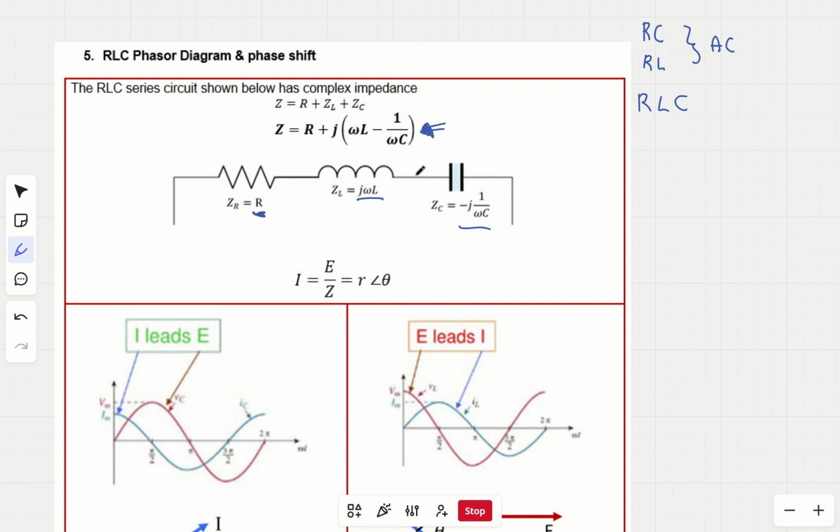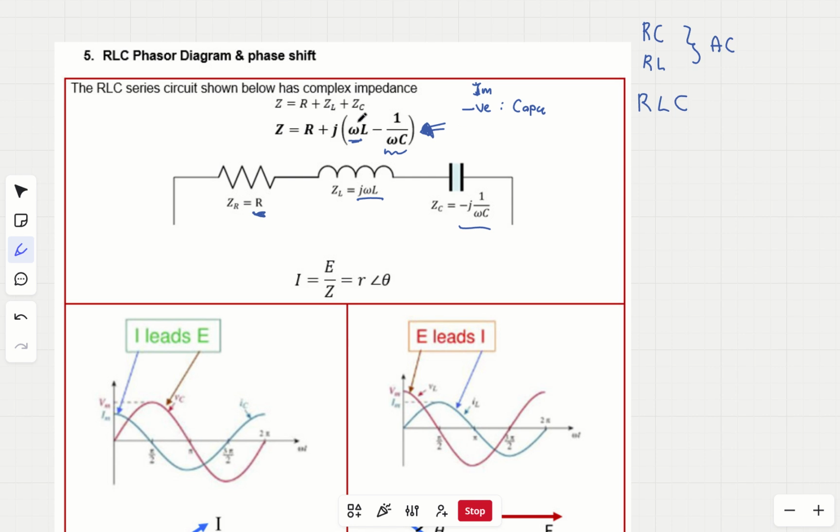We can note here, if the impedance of the capacitor is larger, which means this component will become bigger than this component, then this whole part will become negative. So if the whole part becomes negative, it means the circuit is more capacitive. If the imaginary part is negative, more capacitive.